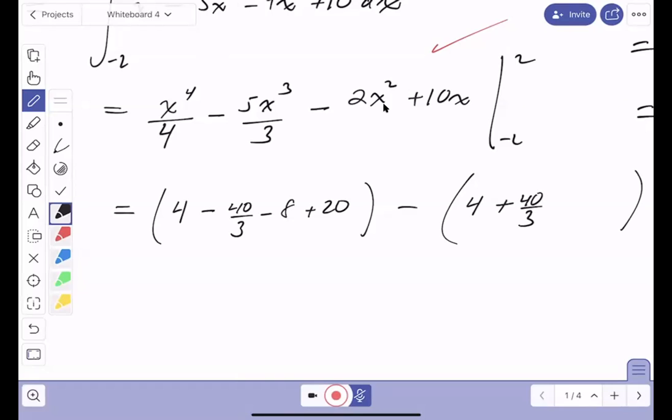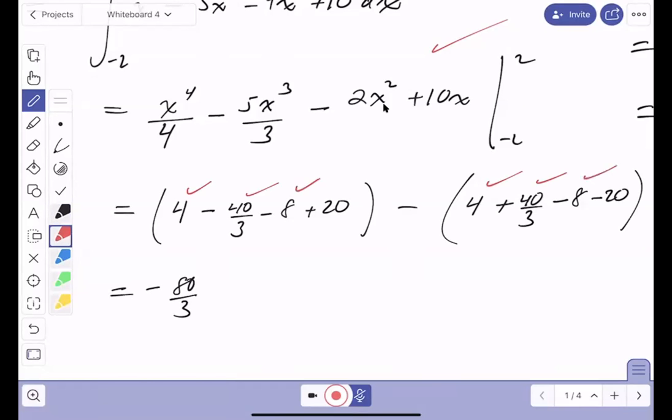And then what do you get? You get, let's see, I got -2 there. So it's going to be -8. And then you're going to get -20. All right. Remember, if you're going to make a mistake, make it at the end. Well, I'm going to say 4 minus 4 is nothing. That's pretty simple. Now, -40/3 minus 40/3 is -80/3.